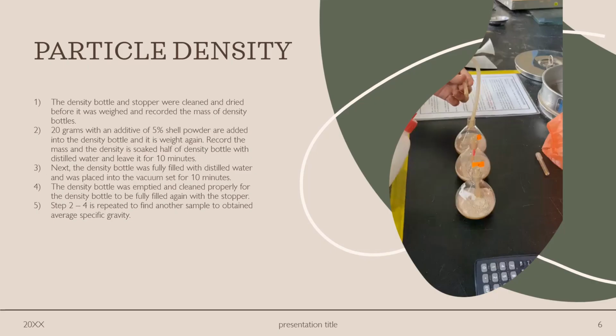This is the procedure that we conducted for particle density in the lab, using an additive of 5% shell powder for soil stabilization. First, the density bottle and stopper were cleaned and dried, then weighed and the mass recorded. 20 grams of soil with an additive of 5% shell powder is added into the density bottle and weighed again. Record the mass, then soak half of the density bottle with distilled water and leave it for 10 minutes.